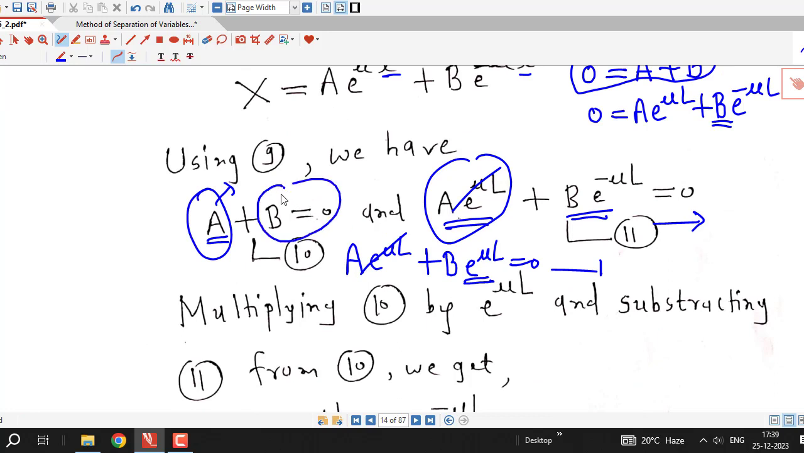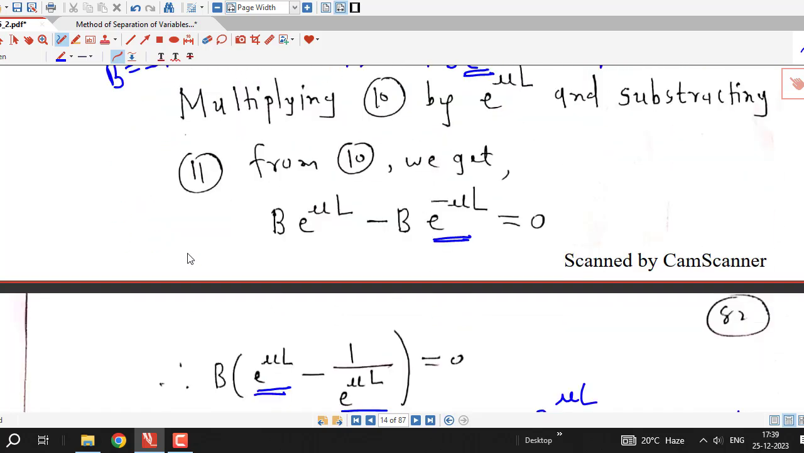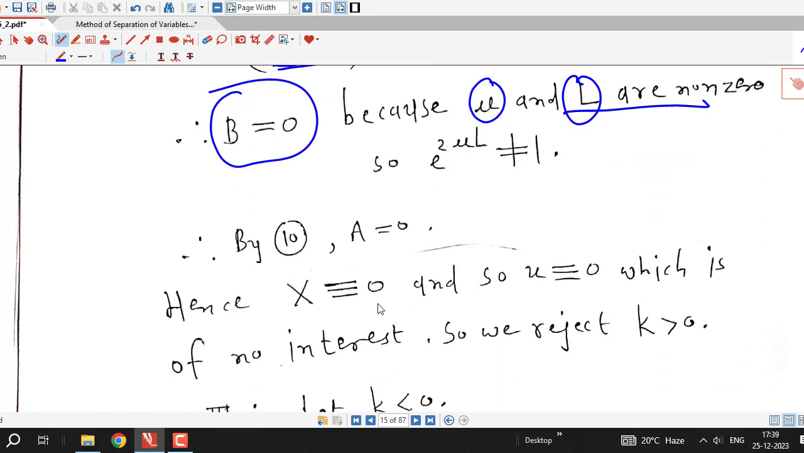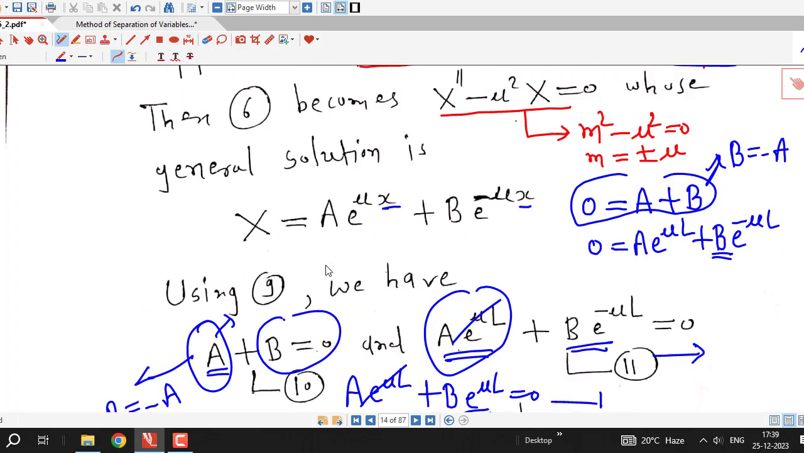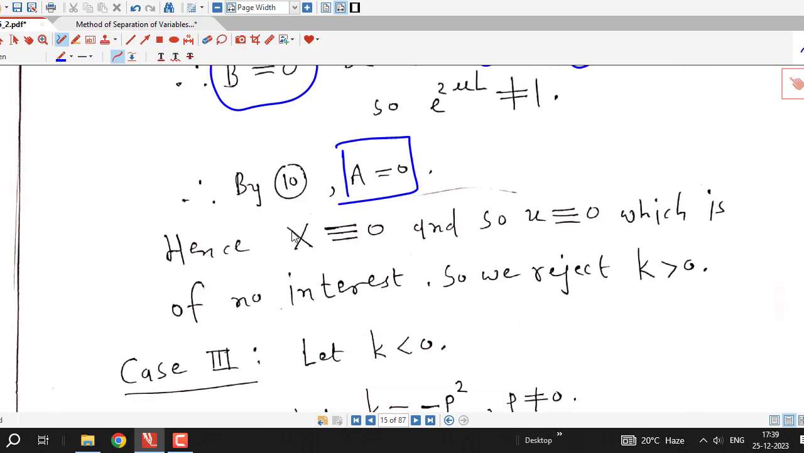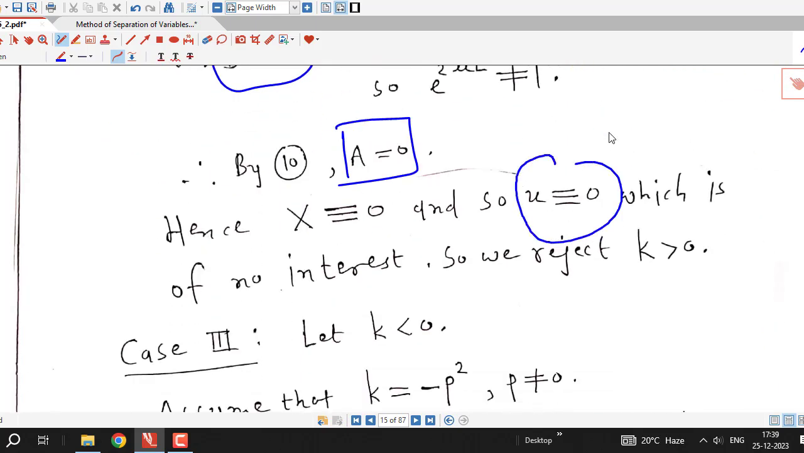But from this equation we find that b is equal to minus a, or a equal to minus b, therefore a is also 0. So here a and b both become 0, therefore if we put their values here, then X becomes 0. So X is 0 and hence u is also identically equal to 0 because u is the product of X and T. Therefore, we are not considering k positive.